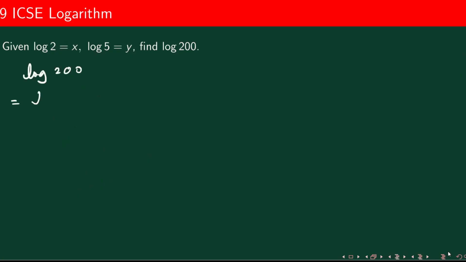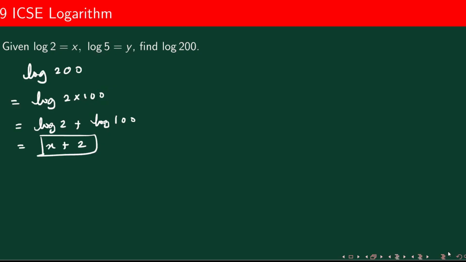So log 200 is 2 into 100. So log 2 plus log 100. Log 2 is x, log of 100 is 2. So we get the answer as x plus 2. Over here, we did not require to use log of 5.